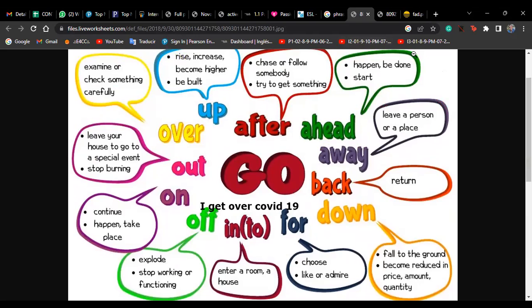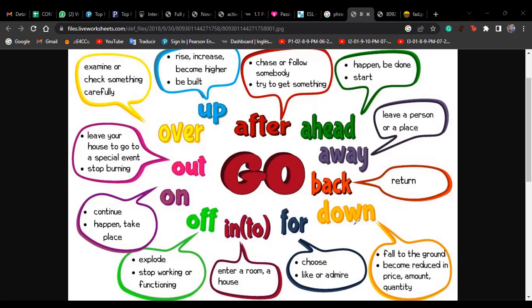For example, if I say go after, it means chase or follow somebody, try to get something. If I say go up, it means rise, increase, become higher, or be built. If I say go ahead, it means happen, to be done, or start. If I say go away, it means leave a person or place. If I say go back, return. If I say go down, it means fall to the ground, become reduced, price, amount, or quantity. If I say go for, choose, like, or admire.